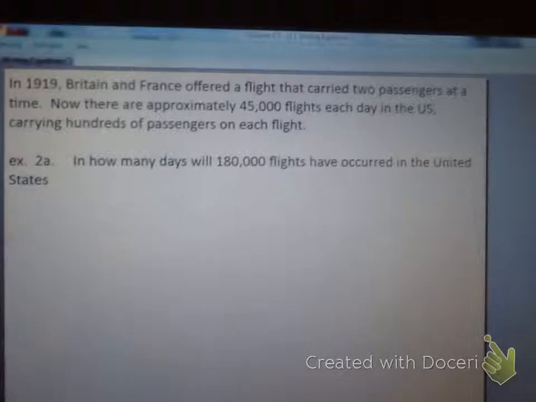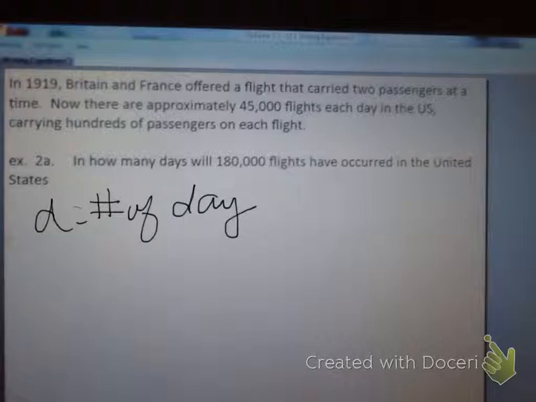In 1919, Britain and France offered a flight that carried 2 passengers at a time. Now there are approximately 45,000 flights each day in the U.S., carrying hundreds of passengers on each flight. In how many days will 180,000 flights have occurred in the United States? Well, first we need to know D stands for the number of days. And there's 45,000 flights each day.